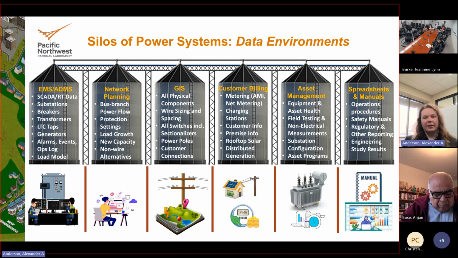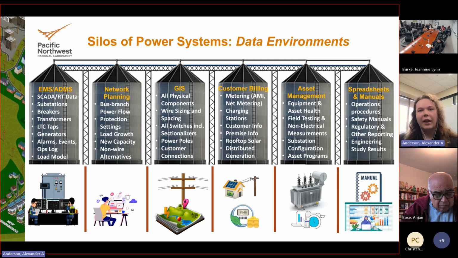GIS will have an entirely different set of information and is often the system of record for distribution utilities, and everything is just points and polygons. There's no physical representation of electrical connectivity. Then customer billing, asset management, and then the catch-all: if it doesn't fit into those 5 silos, we put it in an Excel spreadsheet. We have lots and lots of Excel spreadsheets across the power system industry.